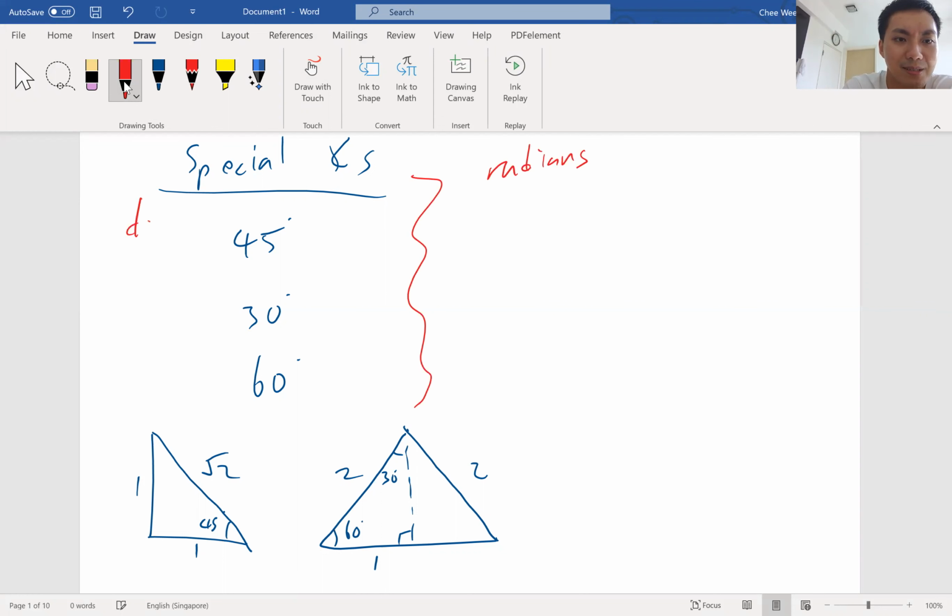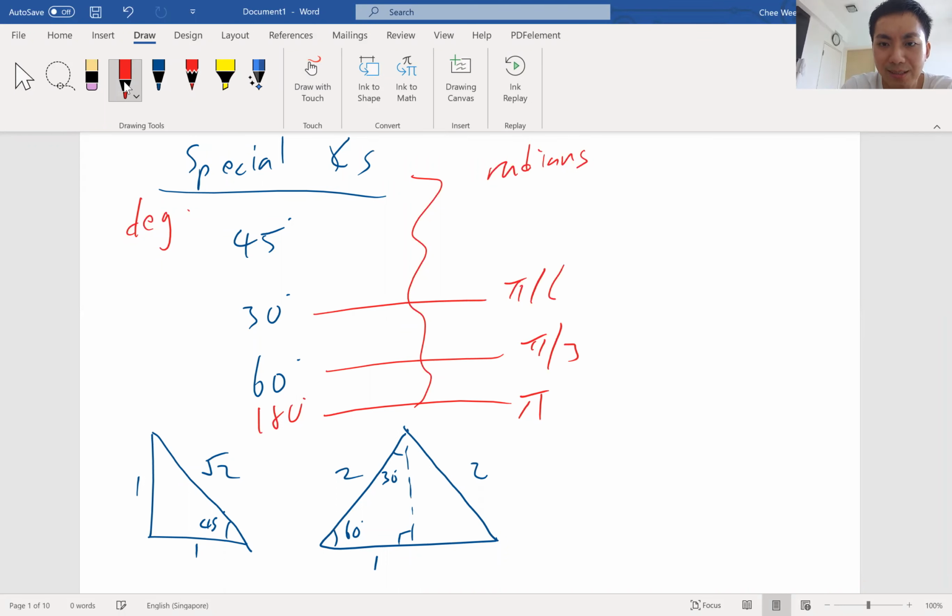So this is degrees. For radians, the unit of measurement is such that 180 degrees relates to pi. So 60 degrees must relate to pi on 3. 30 degrees must relate to pi on 6. 45 degrees relates to pi on 4, okay? And 360 degrees must be 2 pi then.